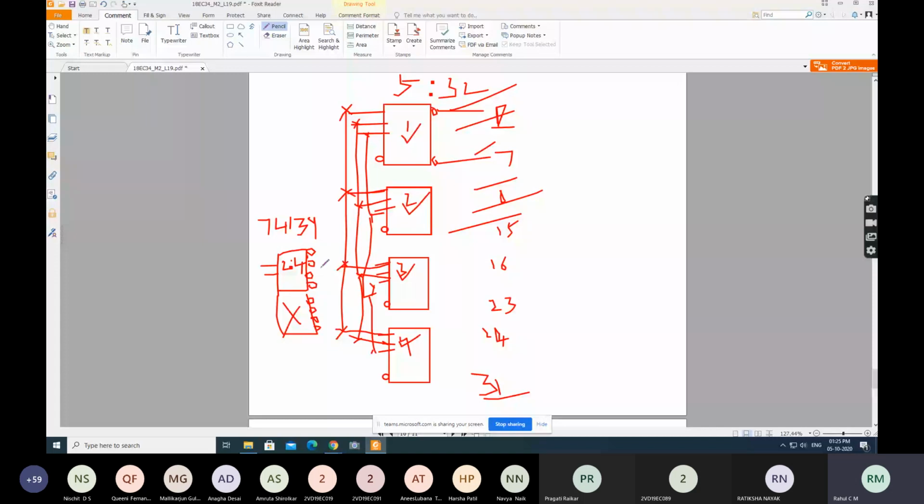Now two inputs go here. Say this one is A, say this one is B. Now, when A, B is 0, who should be selected? When A and B is 0, which IC should be selected? First IC. 01, second. 10, third. 11, fourth. Understanding?